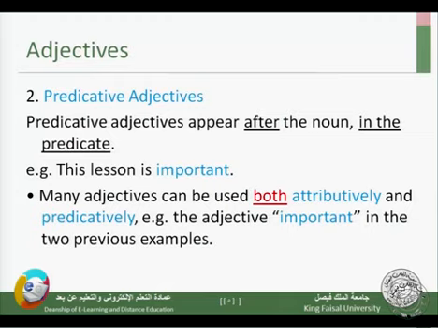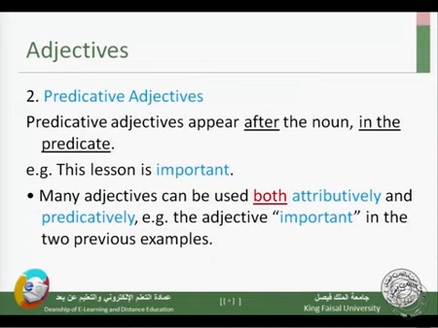In this example, this lesson is important. You notice we have the noun phrase this lesson. Lesson is the noun, but the adjective important appeared after the noun and after the verb to be, is. So it appeared in the predicate. The subject in this sentence is this lesson, and the predicate is important. The adjective appeared in the predicate, so we call it a predicative adjective.